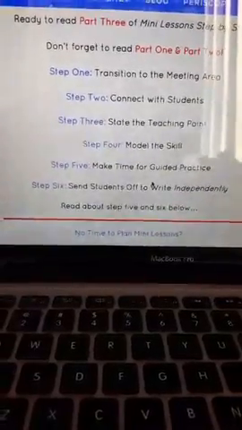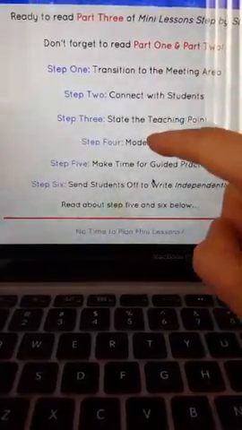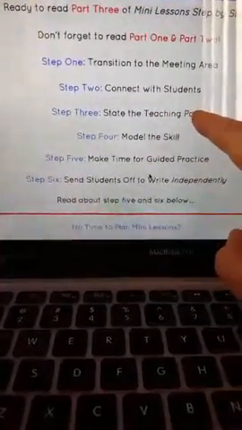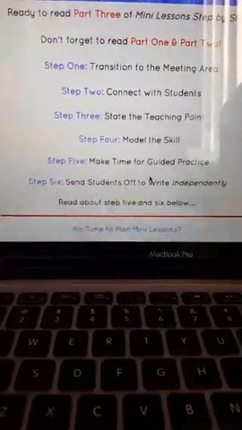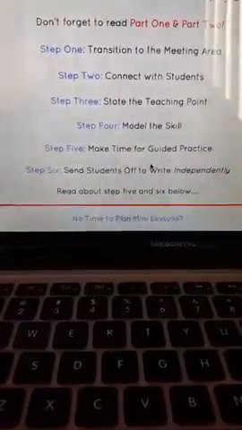Step 2, connecting with students, so important. Your hook. You want to state your hook. You want to use analogies. You want to use your kids' names in their writing. You want to use your experiences and talk about when you were a kid. Kids love hearing stories about when you were a kid. Oh my gosh, don't they love it? They always want me to tell them stories.